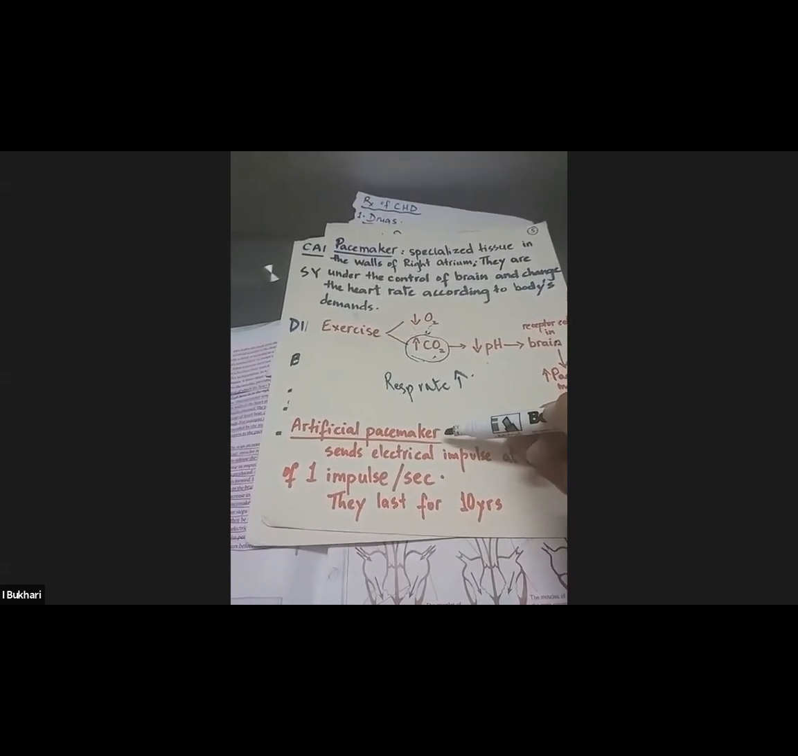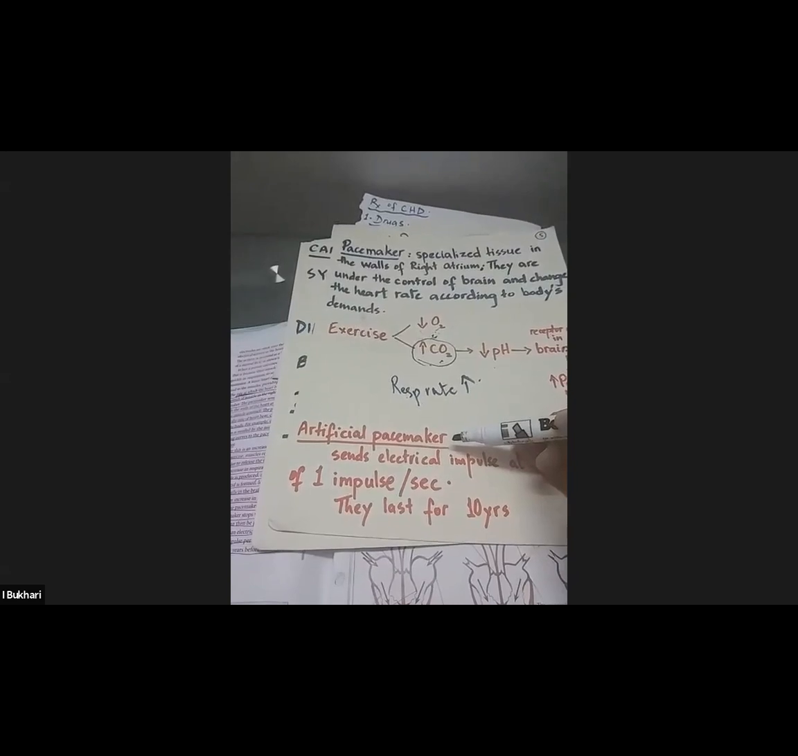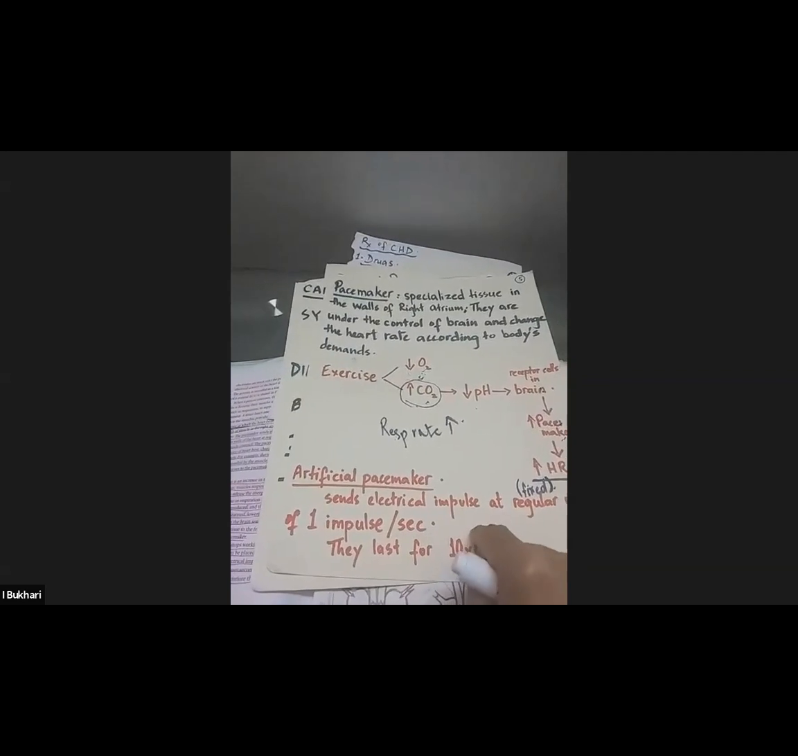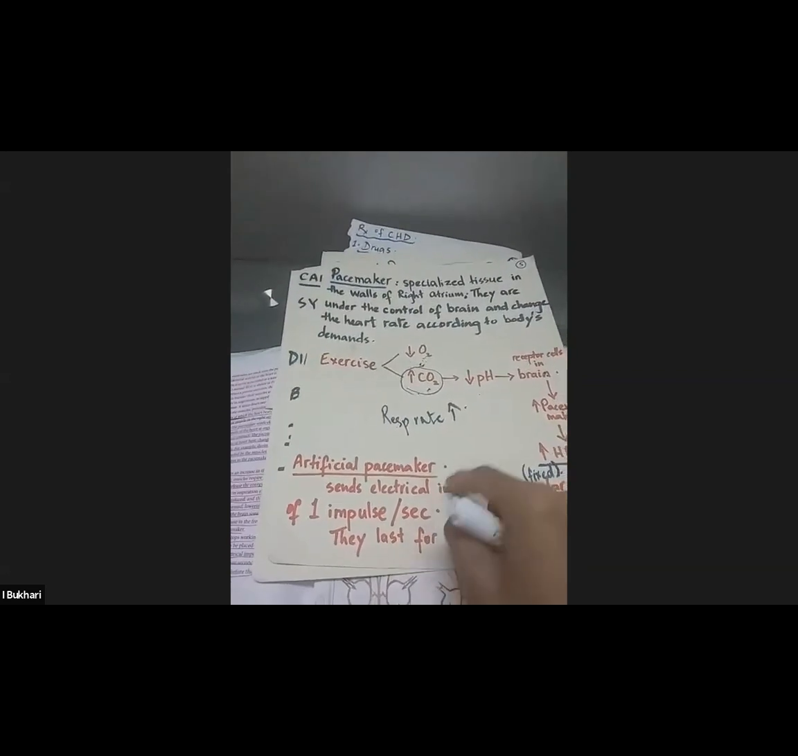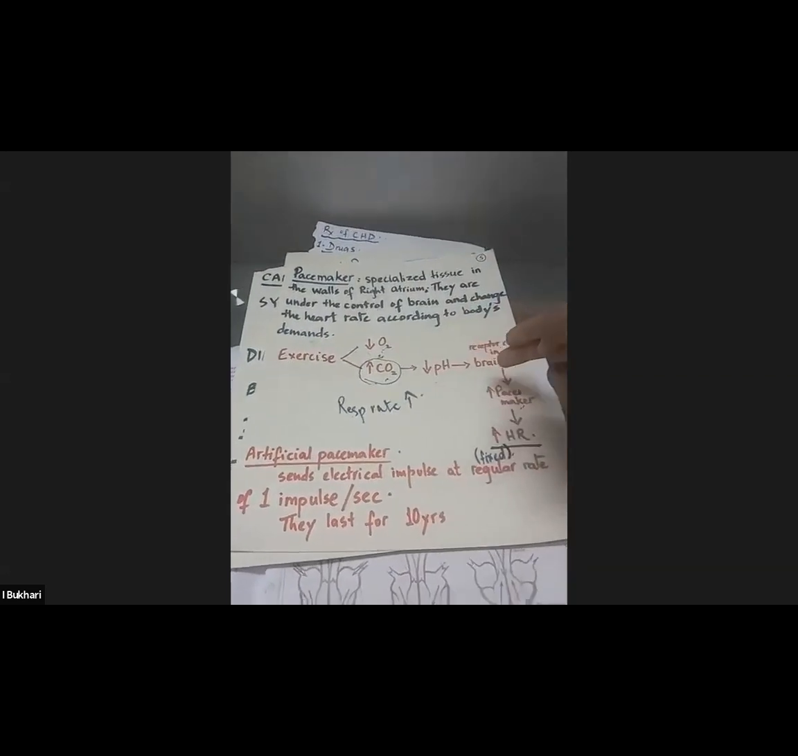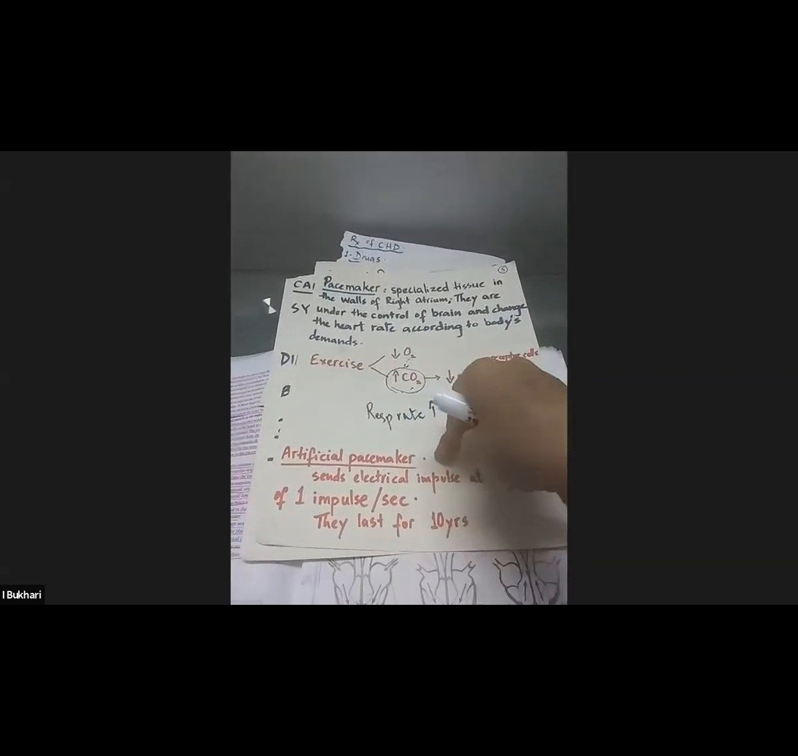Okay, I'm repeating my question. See, our book is saying that an artificial pacemaker sends electrical impulses at a fixed rate of 1 impulse per second. But my question is, does this artificial pacemaker change the rate according to the demands of the body? Like for example, in exercise, when the demand of the body increases, the natural pacemaker increases the heart rate. So can an artificial pacemaker do that? That is my question.